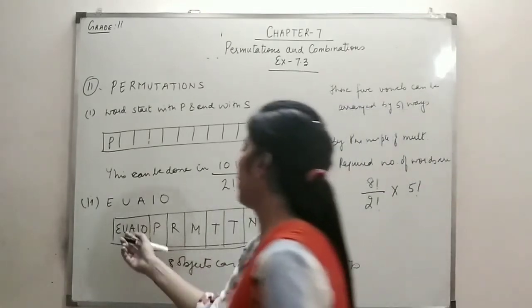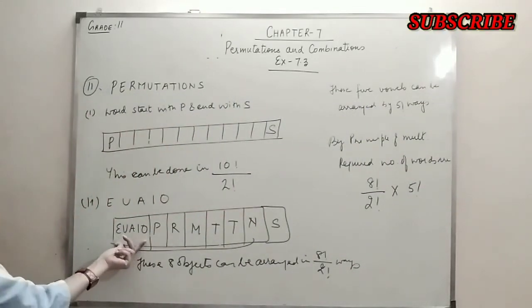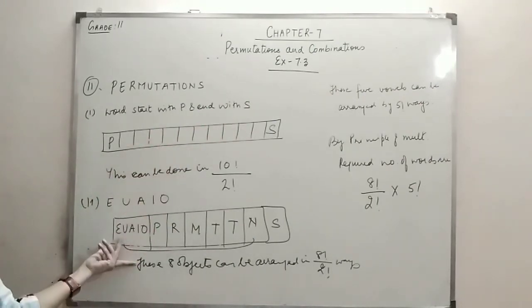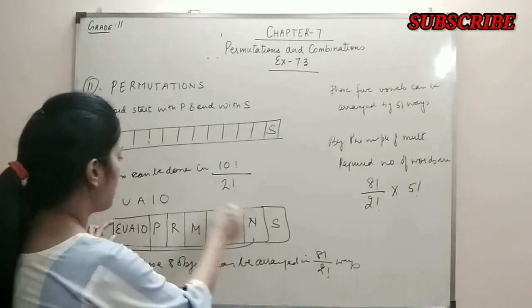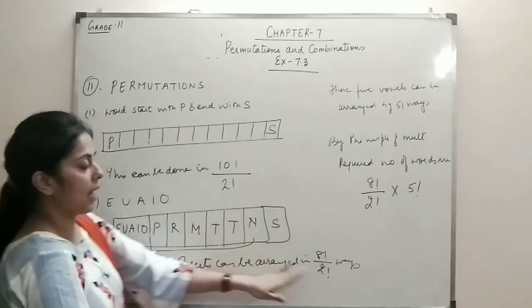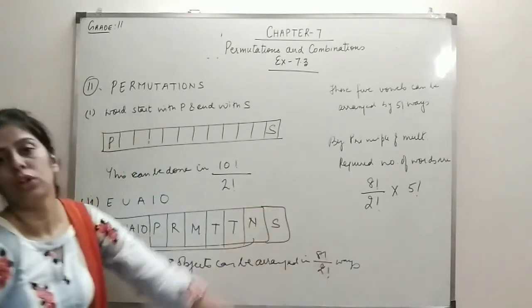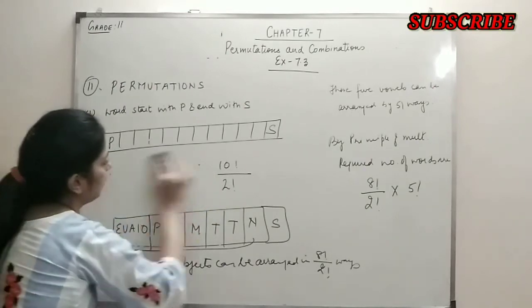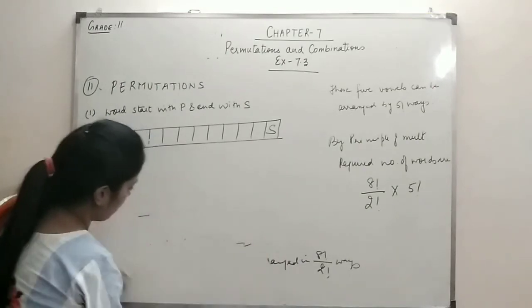These 5 can be arranged in permutation 5 ways. That is 5 factorial only. You can write it as permutation 5 ways also. And these 8 objects can be arranged in this way. So the required number of words are 8 factorial upon 2 factorial into 5 factorial. There is one more part in this question.